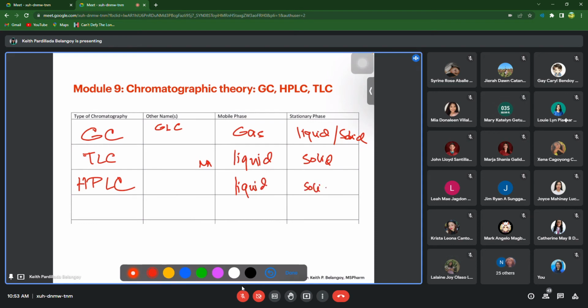Sometimes some references would not say solid, but they will actually use silica or other examples. But it's solid. But for the exam, of course, your options are only gas, liquid, and solid. So be careful with your liquid chromatography. As for GC, it's your GLC and your GSC. Okay. Very easy.